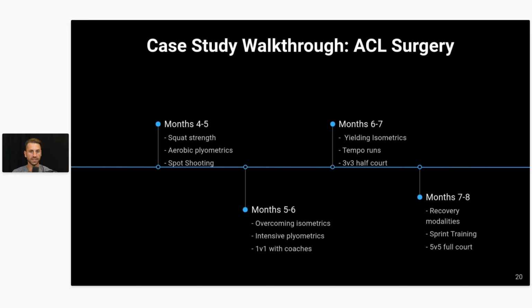You could easily add squat strength into month 5 or 6, but for the sake of this progression, this is what we did. Then month 6, 7, as we start to integrate more volume, more changes of direction, it was important that we also build up those local tissue qualities with yielding isometrics. And so that's what we did there from a weight room perspective.